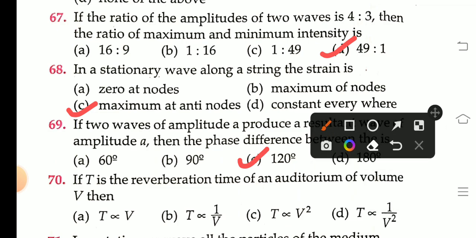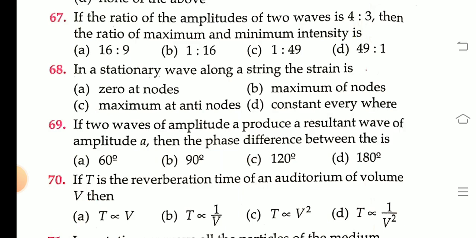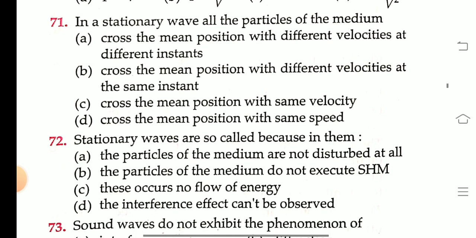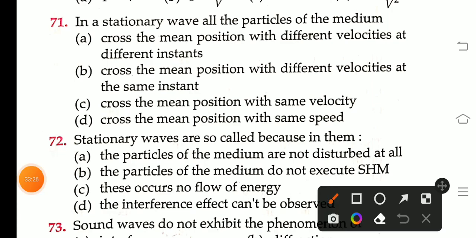Next, if T is the reverberation time of an auditorium of volume V, then right answer option A, T versus V. Next, in a stationary wave, all the particles of the medium, right answer option B, cross the mean position with different velocities at the same instant.